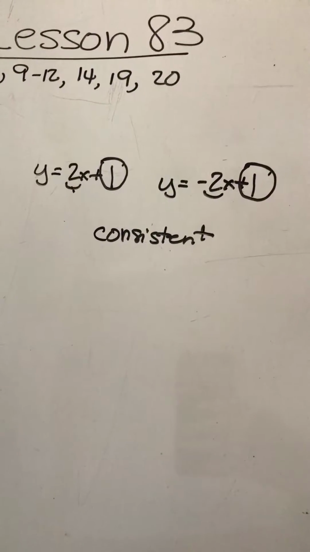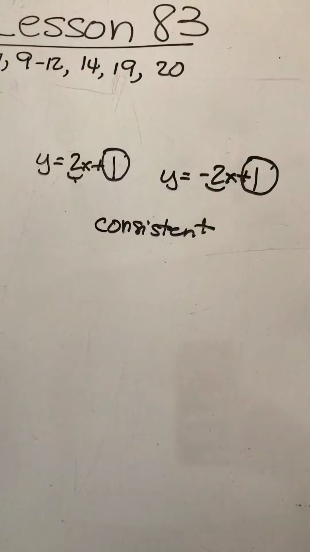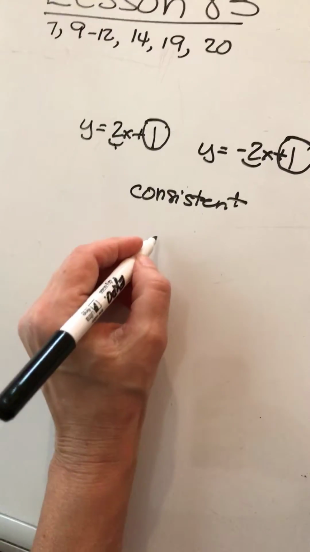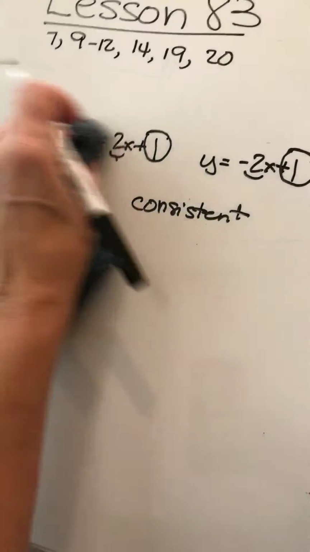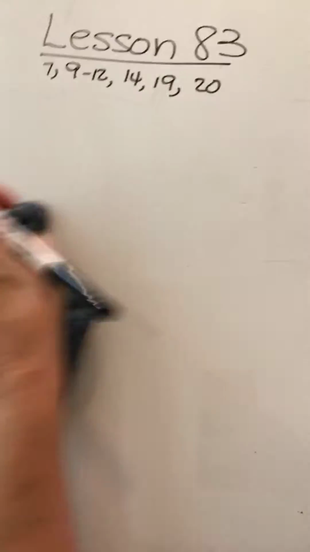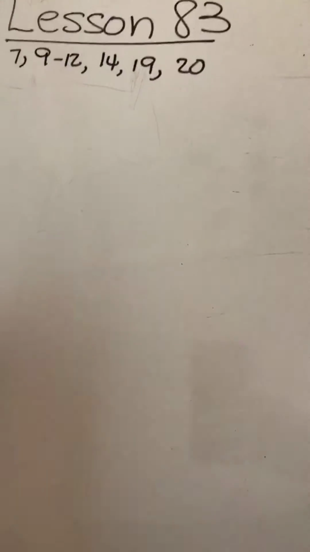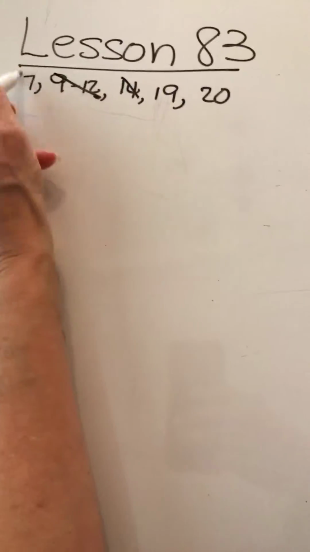All right, that was number 14. It says check your answer by graphing. Well, you guys know how to graph. You plug in numbers for x and solve for y. So that was 14. All right, 2 more to go. Number 19.